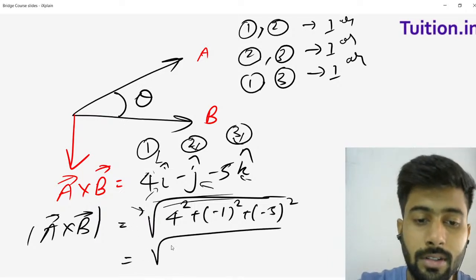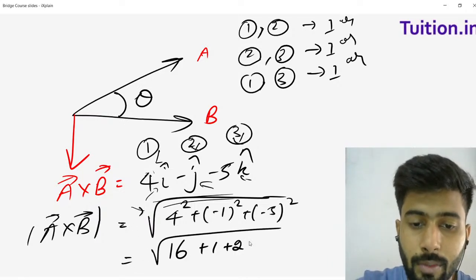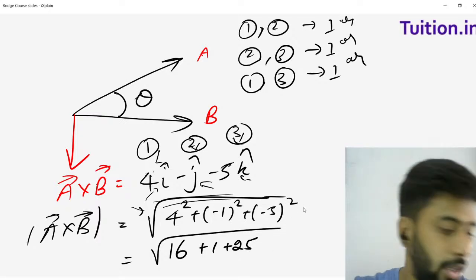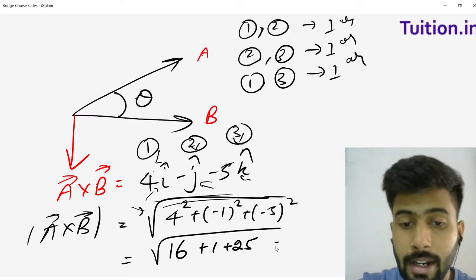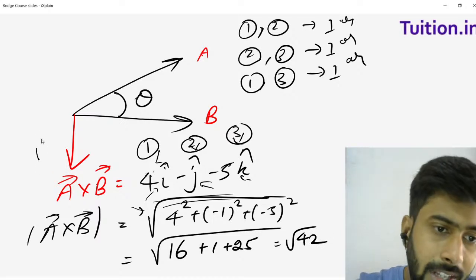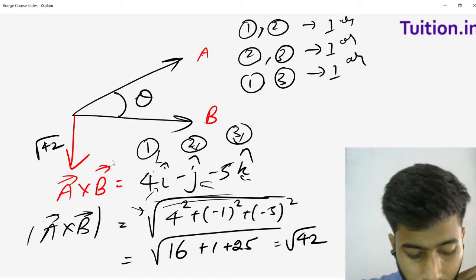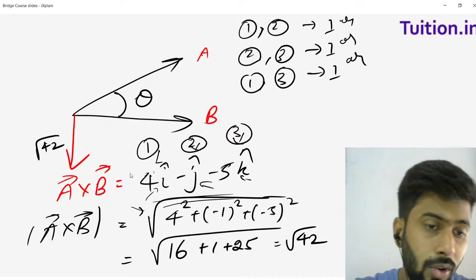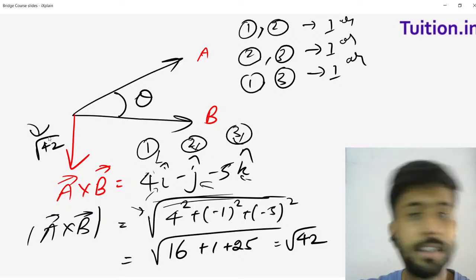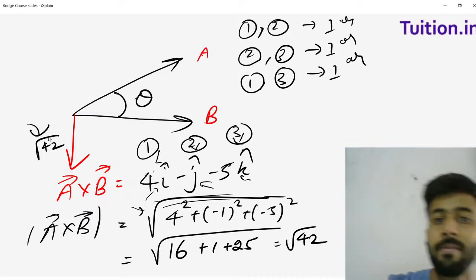Okay, so this is 16 plus 1 plus 25, which is 42, root 42, right? So root 42 is the length of this red arrow. So is it a unit vector? Is A cross B a unit vector? The answer is no, because its length is root 42, its length is not 1, right?